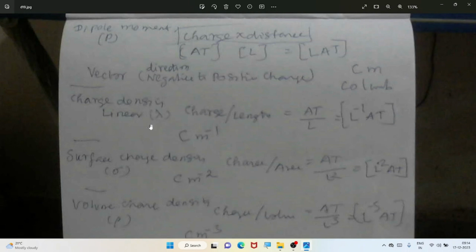Charge density, linear charge density, charge by length. Charge is current into time divided by length. Surface charge density, charge by area. Volume charge density, charge by volume.